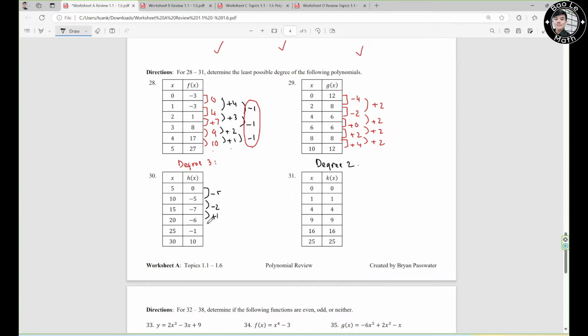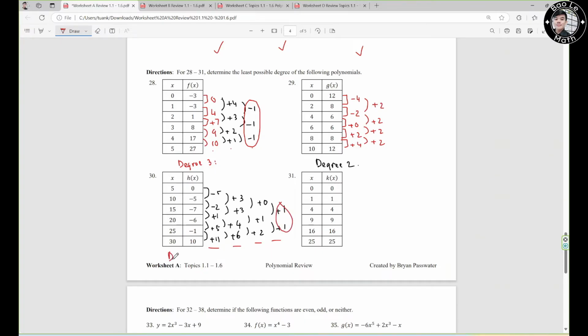plus 1, plus 5, and plus 11, right? Next one, we're going to add 3. This one, we're going to add 0, 1, 2, right? Add 1 and then add 1. So after 1, 2, 3, 4 times calculating the difference of the output, we have the same constant right here.